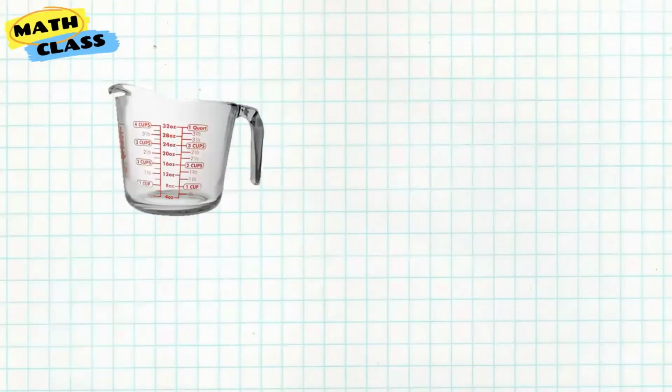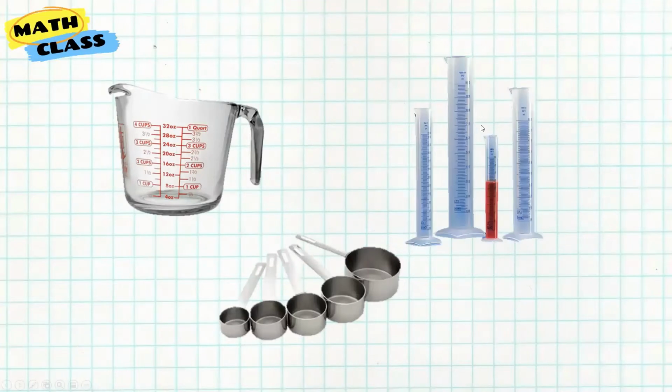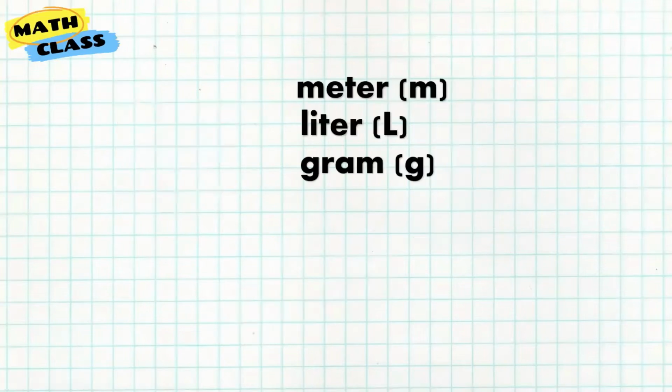And there are several instruments also that we use in measuring capacity. So we use these things, graduated cylinder and measuring cups to be able to measure capacity. Now, as I mentioned, meter, liter, and gram are the standard unit of measurement when we talk about getting the length, the mass, and the capacity. So these are what we call the basic unit.